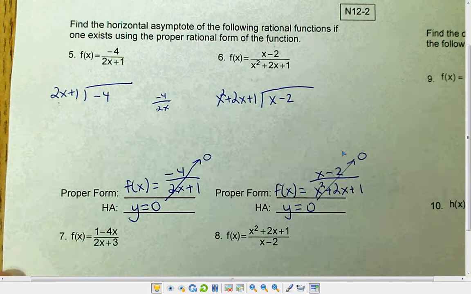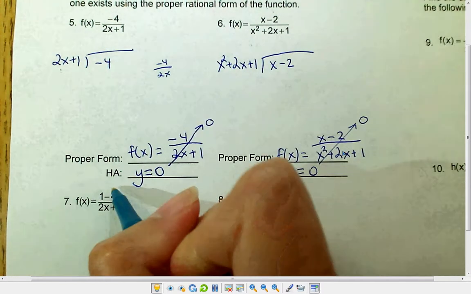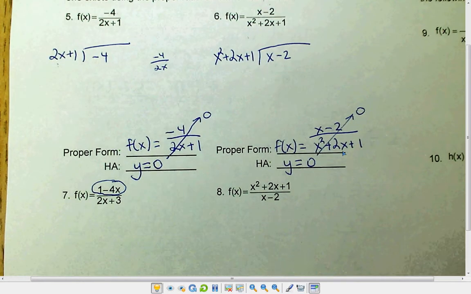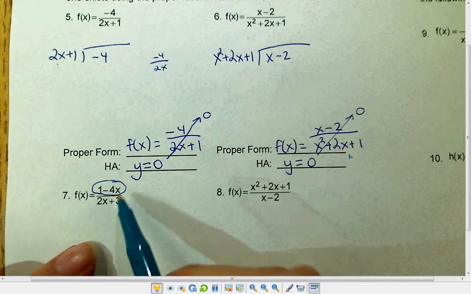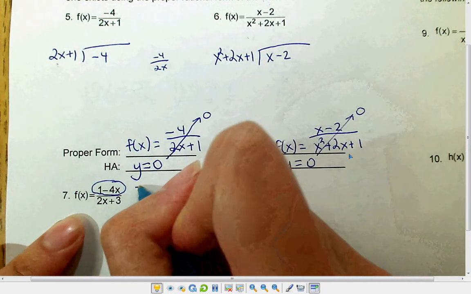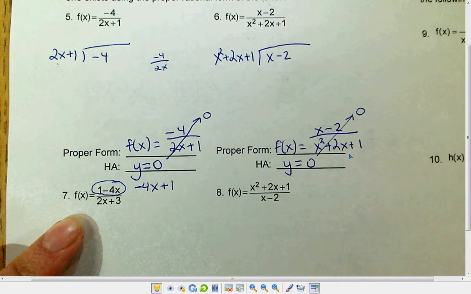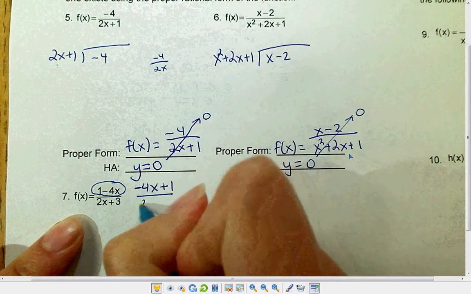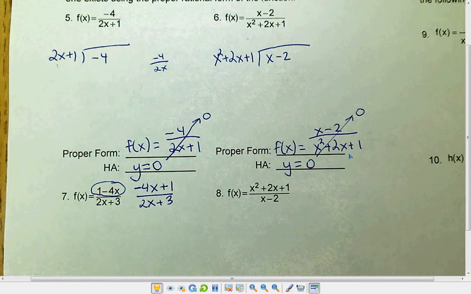Let's look at a couple different examples now. So for number 7, don't get confused by this. If you look at the numerator here, this is currently not in order. The 1 comes before the negative 4x. But x should technically come before 1. So we're going to rewrite this as negative 4x plus 1, because the 1 is actually positive. The negative goes with the 4. The bottom is already in order. And now we can divide.